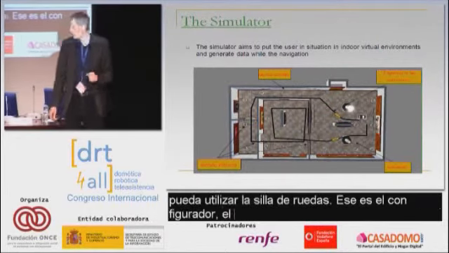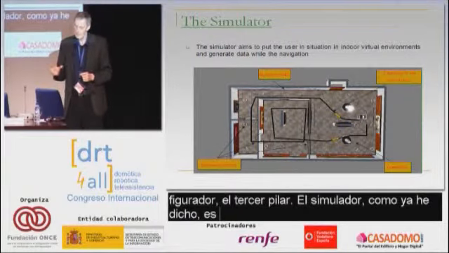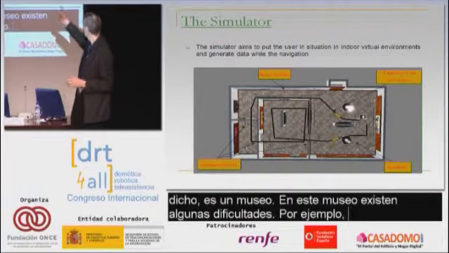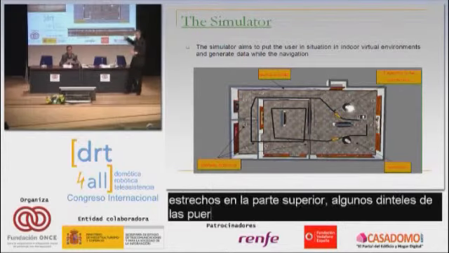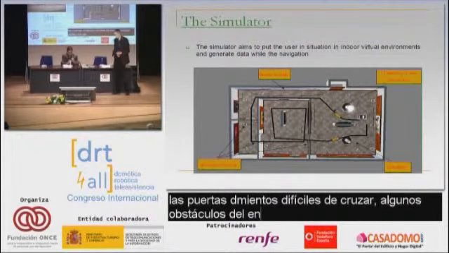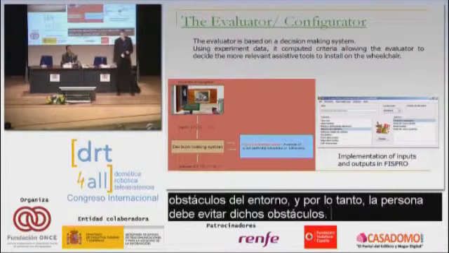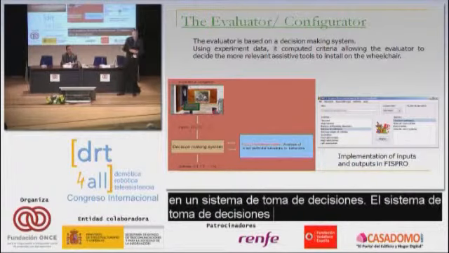The simulator, I told you, is a museum, but in this museum there are some difficulties. For example, a narrow corridor in the upper part, some doorways we want to cross, some obstacles in the environment the person must avoid. And the evaluator is based on a decision-maker system. This decision-maker system is based on a fuzzy logic system.